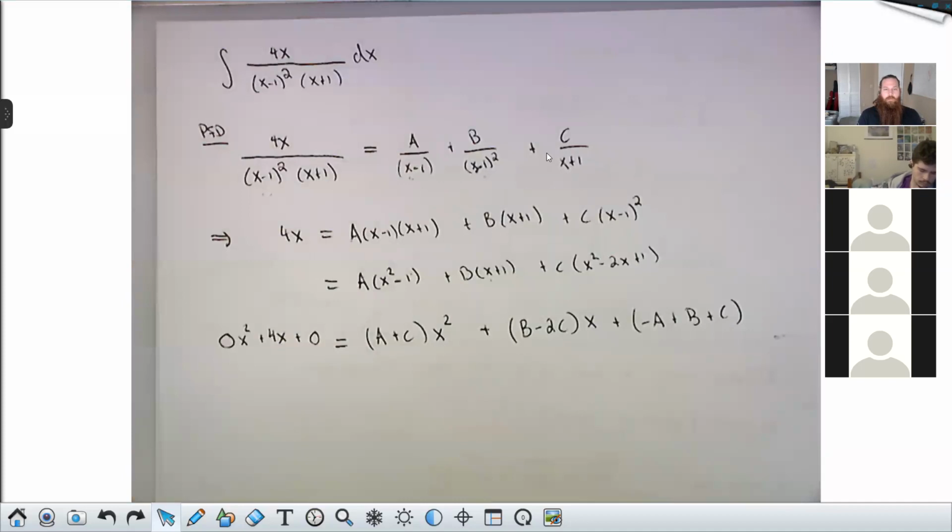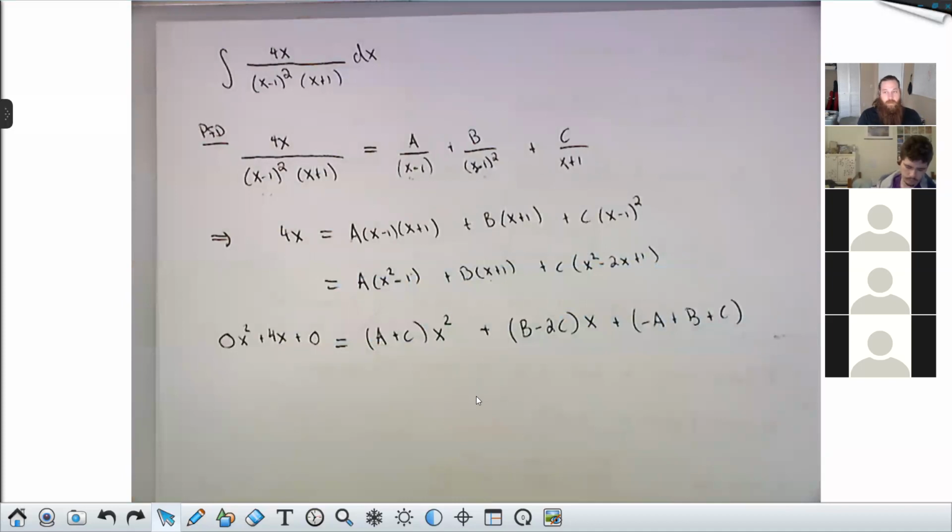I'll give you a second. If you want to take the extra space on the page to write out, like distribute everything, and write this as ax squared minus a plus bx plus b plus cx squared minus 2cx plus c, you can. There's nothing wrong with that. But being able to jump from this to this is a valuable skill. It'll save time.